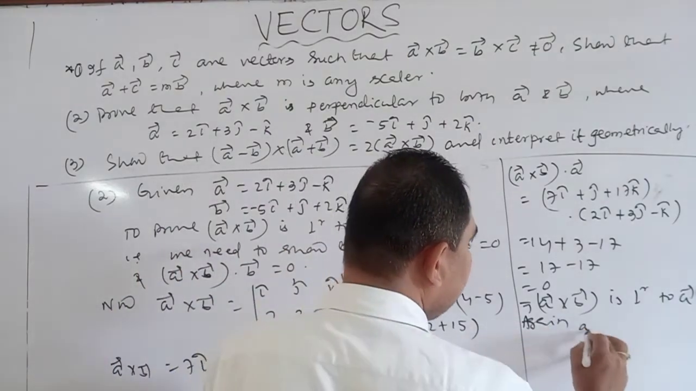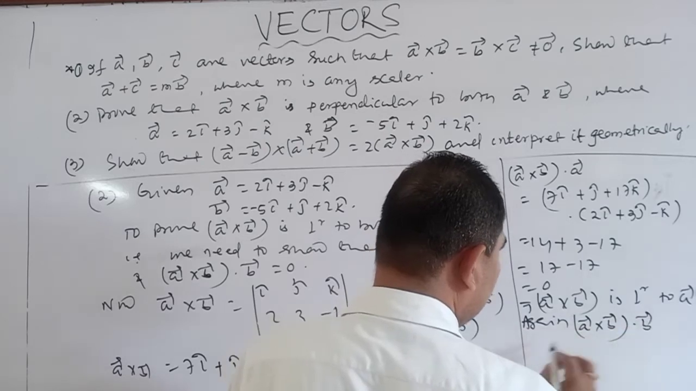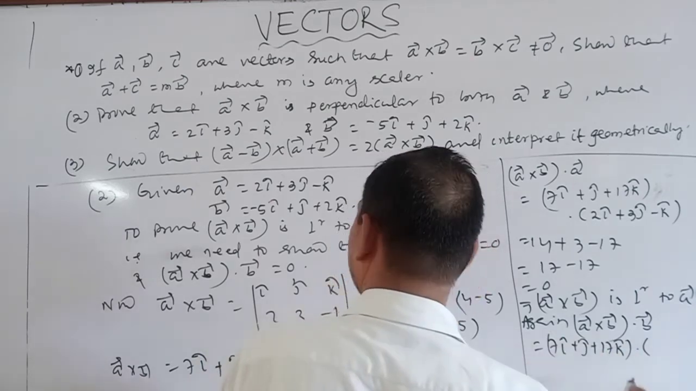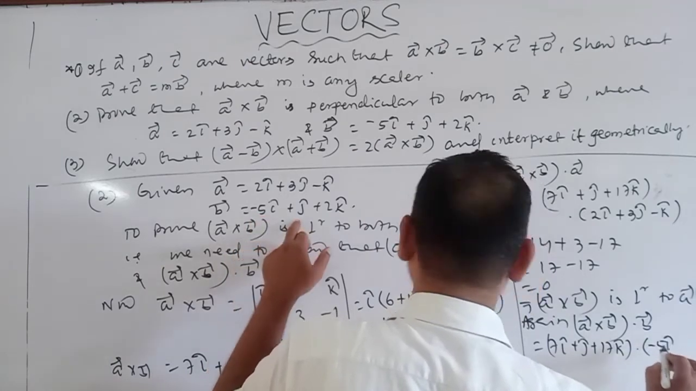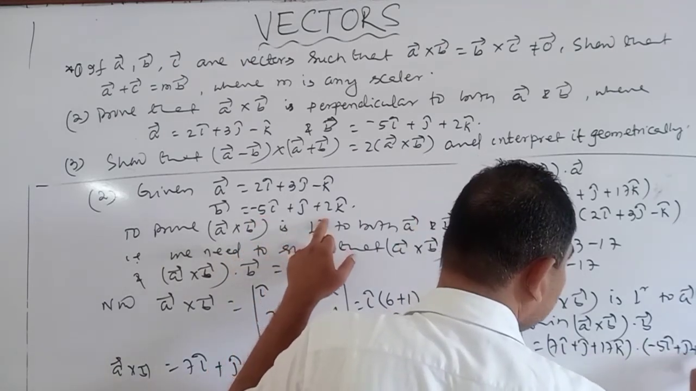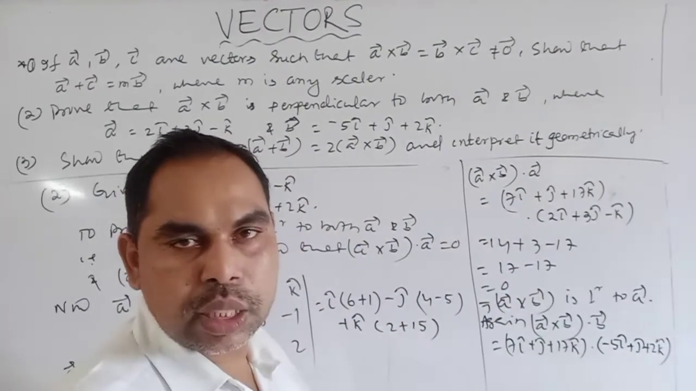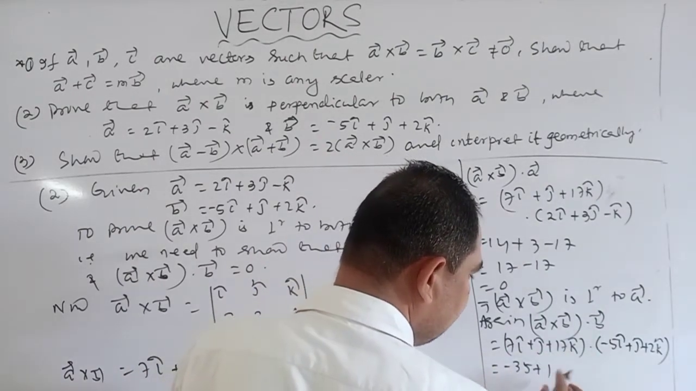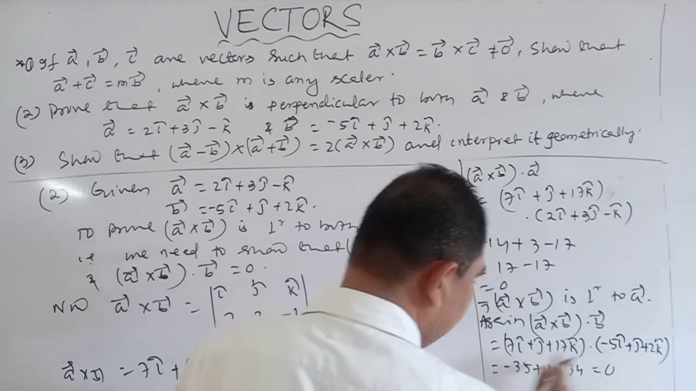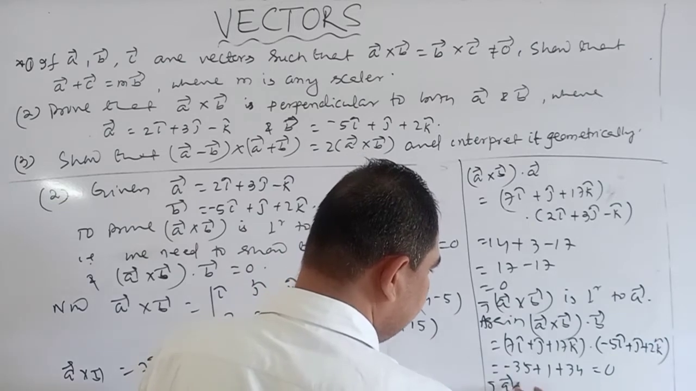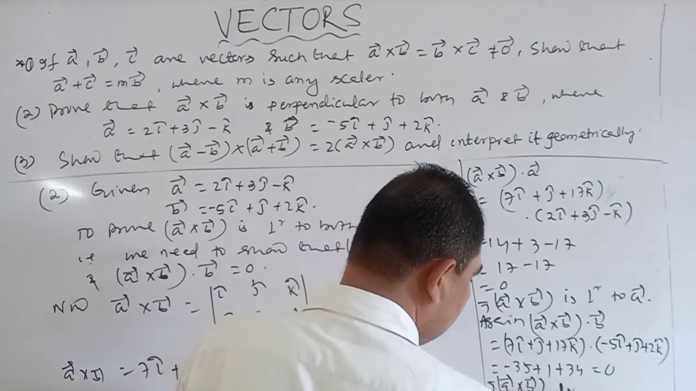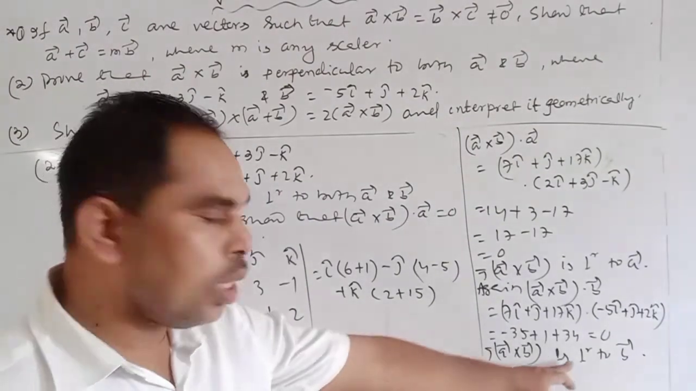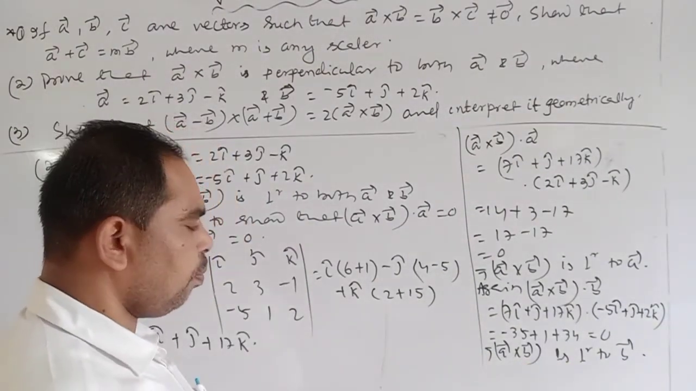Again, A cross B dot B vector. A cross B means 7 i cap plus j cap plus 17 k cap, dot B vector, which means minus 5 i cap plus j cap plus 2 k cap. So it is equal to 7 into minus 5, minus 35, plus 1 into 1, 1, plus 17 into 2, 34. So minus 35 plus 35 is equal to 0. So this implies A cross B is perpendicular to B vector. Okay, hence proved.